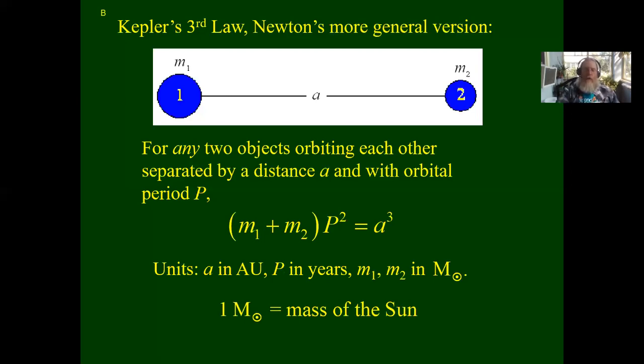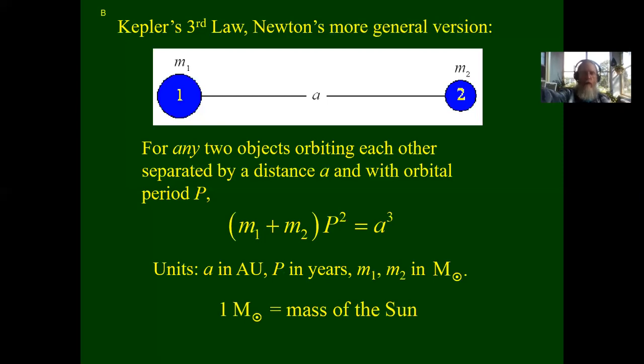Now the symbol for the solar mass is a capital M with a subscript, and the little subscript is a circle with a dot in it. That circle with a dot in it is a general symbol referring to the sun. Okay, so this is a unit of mass equal to the mass of the sun.